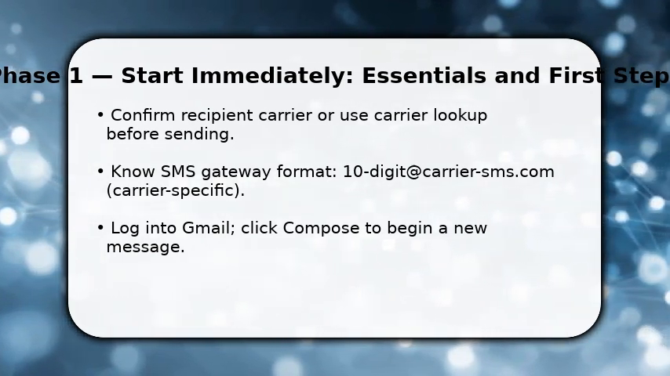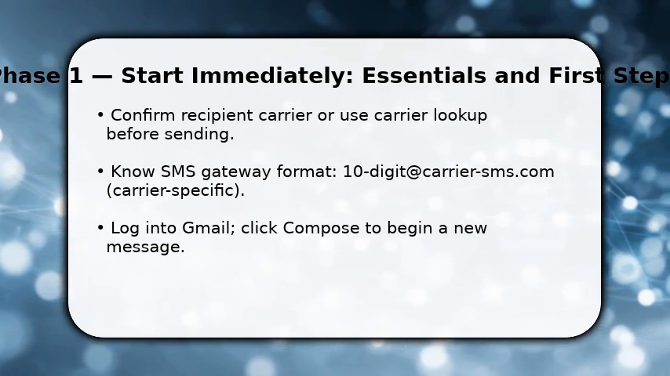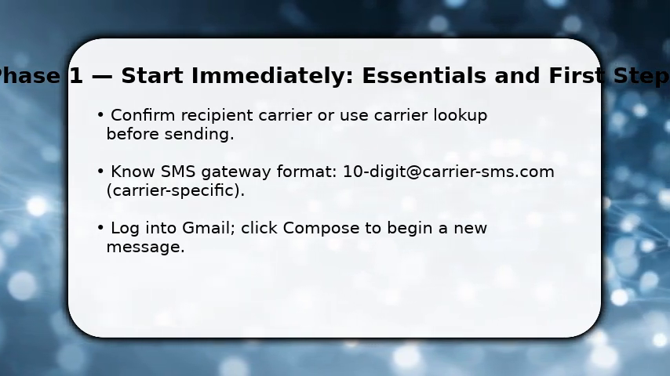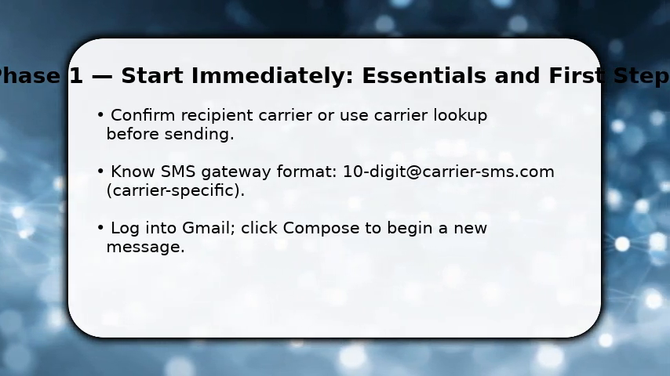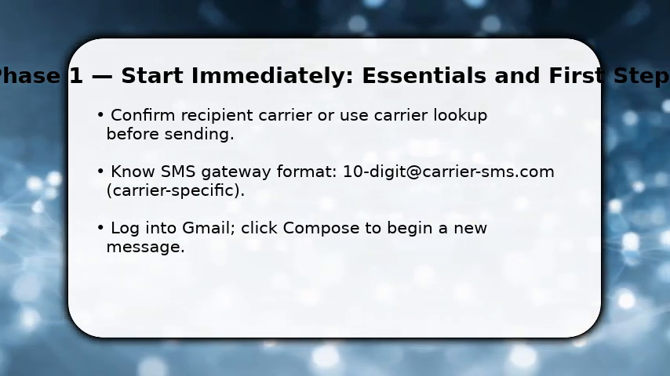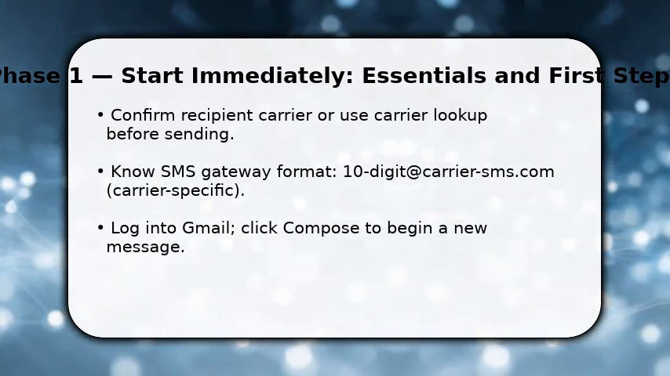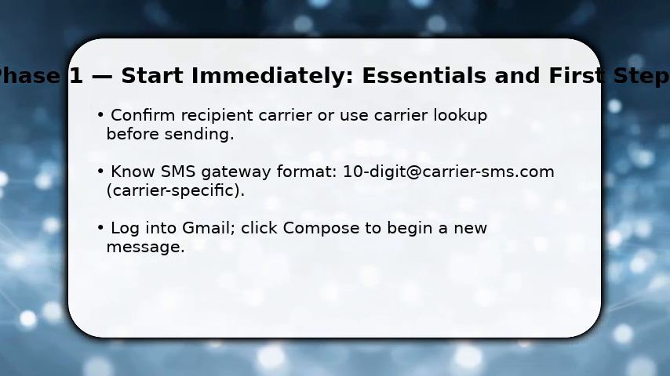Now, log into Gmail and click Compose. In the To field, paste the formatted SMS address. Make sure your from name and signature are minimal because many carriers truncate long messages. Keep text concise to avoid split messages. You're ready for the next steps.